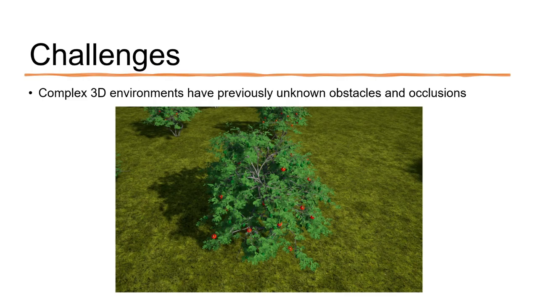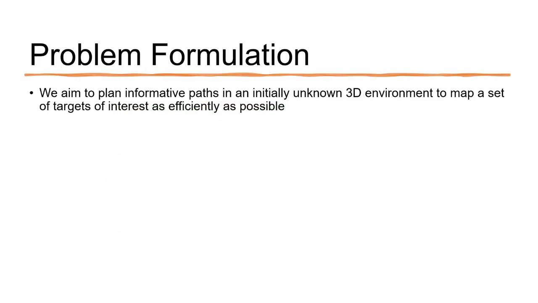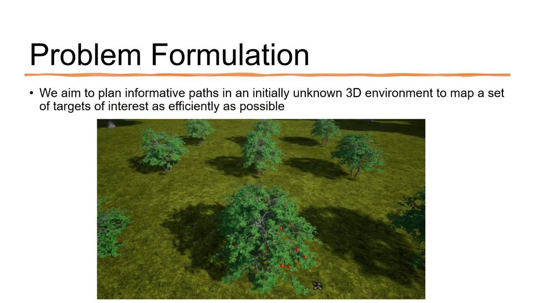For scenarios such as fruit monitoring, the fruits might also be partially occluded by the tree leaves. In our problem setup, we consider an unmanned aerial vehicle equipped with a unidirectional sensor to detect targets of interest in an initially unknown 3D environment, such as fruits in an orchard, as efficiently as possible.